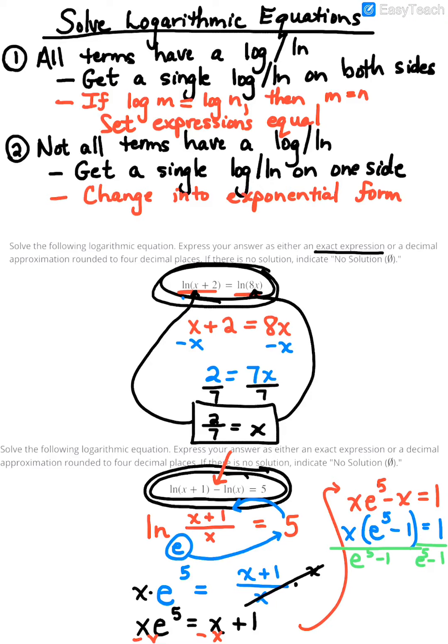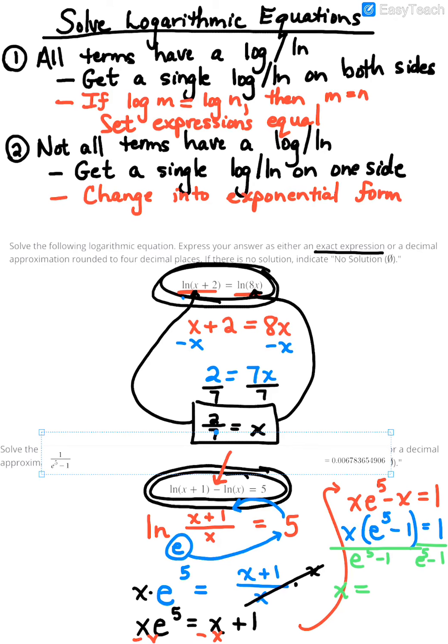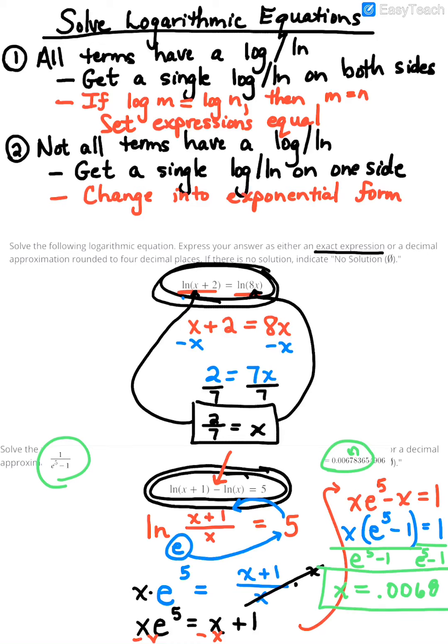This is a case where you'd probably want to give a decimal to 4 places. When I punch this out on my calculator, with 4 decimal places, the 8 is going to make me round that up. So my 4 decimal places would be 0.0068. And again, make sure that you look back at the original problem. When you plug it back in, make sure that it is not creating a negative expression for you to take the log of.